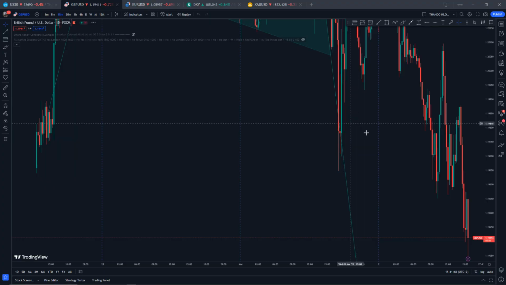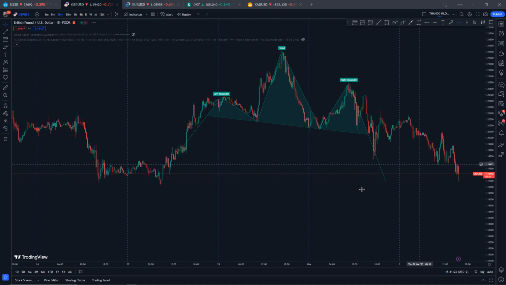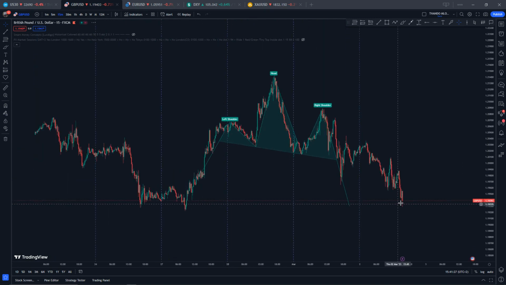So let's check on GU, whether we would have caught it. Look at GU. What a beautiful H&S that I drew last time. Beautiful H&S. Your target would have been wow.